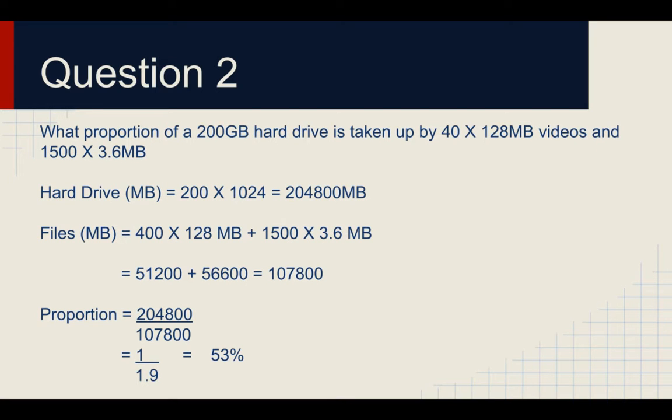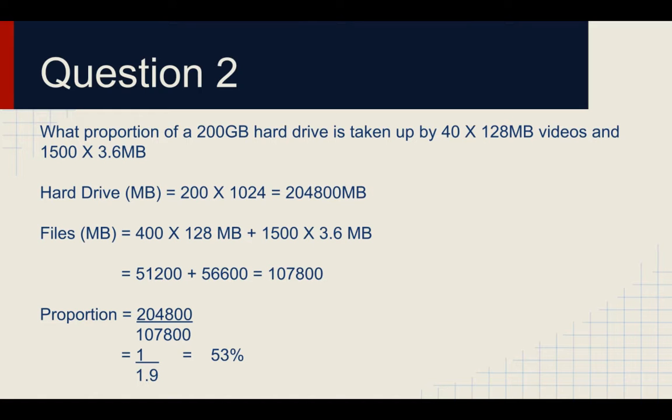Question 2. What proportion of a 200 gigabyte hard drive is taken up by 40 128 megabyte videos and 1,500 3.6 megabyte graphics? We first need to convert our hard drive into megabytes. Makes it much easier to do this. So 200 times 1024 will give us our megabytes, which in this case is 204,800 megabytes.